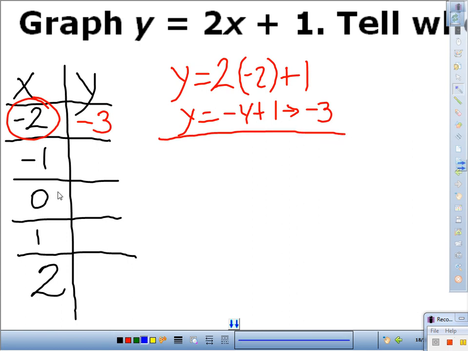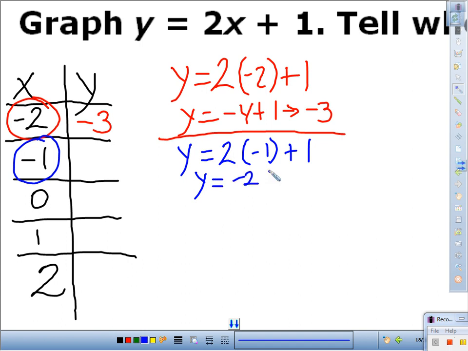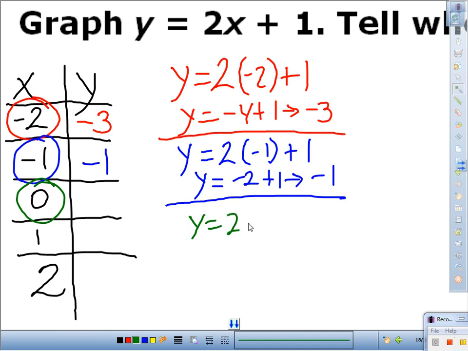I'm going to do the next one in blue, which is -1. So I'm going to write y equals 2 times -1 plus 1. Y equals, what is 2 times -1? -2 plus 1. What is -2 plus 1? -1. That goes right there. I'll do the next one in green. What's my next value? 0. Y equals 2 times 0 plus 1. Y equals 0 plus 1, which is 1.